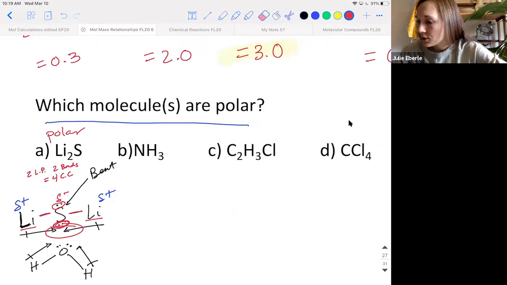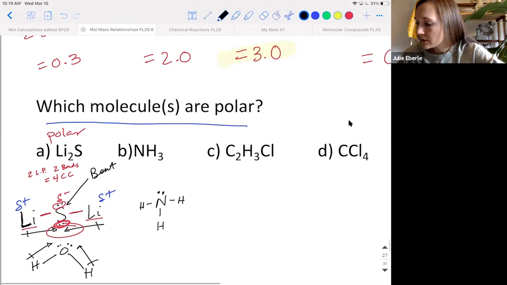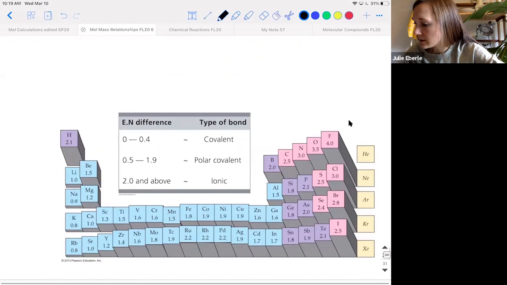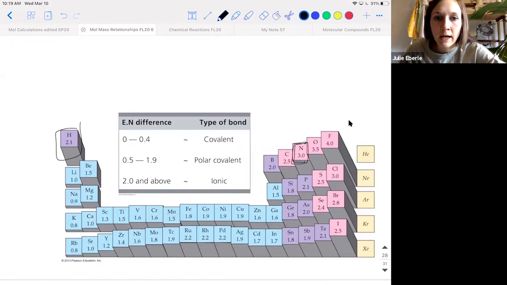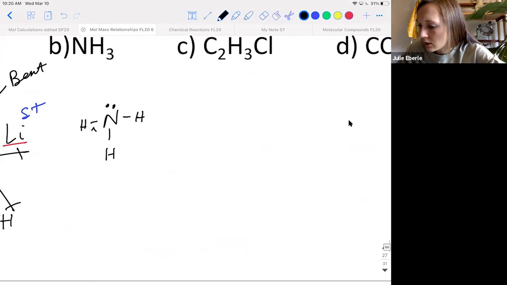All right, NH3. So then we got nitrogen with 3 hydrogens. We got a lone pair, okay? Nitrogen-hydrogen bonds. Are these bonds polar? I need an electronegativity chart. Do I have one right down here? There it is. Nitrogen is 3.0 if you're looking at this chart. Hydrogen is 2.1, so that's a difference of 0.9. So all of these bonds are polar. Okay, so these are all polar bonds.